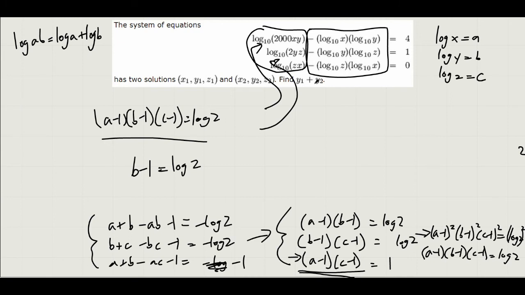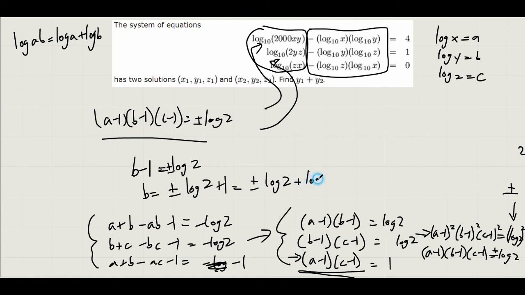Something important. You notice that this asks for two solutions, y1 plus y2, and you notice that, Zong, this only gives one solution. Well, that's because we forgot something very important here. We forgot that when we square root both sides of this equation, it can be plus or minus log 2. So (a minus 1)(b minus 1)(c minus 1) is actually equal to plus or minus log 2. So if we take that into account, we get two solutions. b equals plus or minus log 2 plus 1, which is also equal to plus or minus log 2 plus log 10.